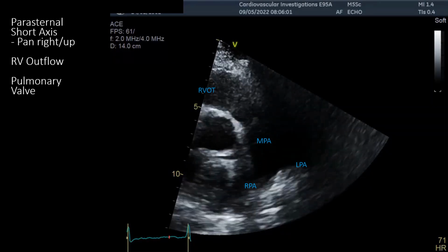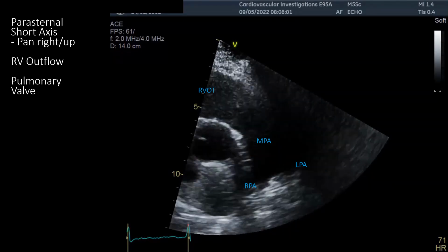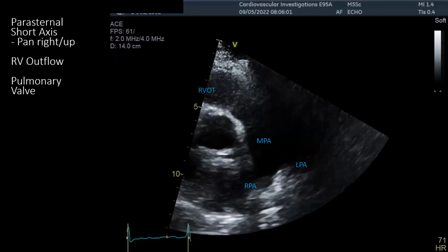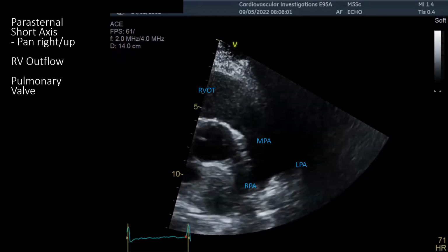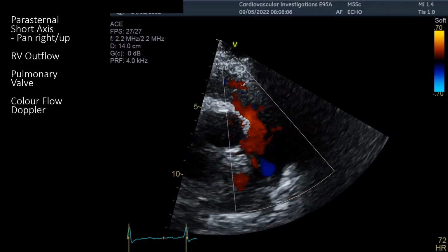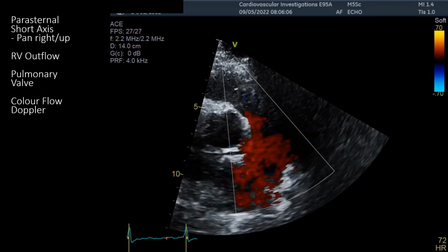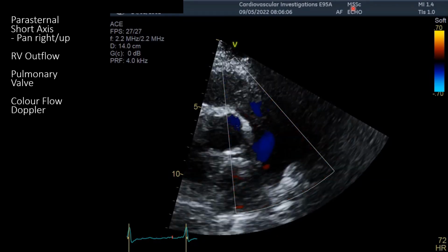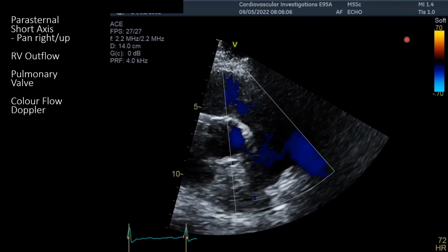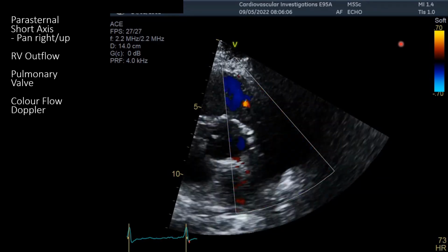With a slight rocking of the probe, we can move our focus to the main pulmonary artery, and in fact even see the right and left pulmonary artery bifurcation, as well as see the pulmonary valve again. And we can interrogate this with color flow Doppler, and again we see that trivial pulmonary regurgitant jet as a small flash of red flow which is occurring towards the probe marker. But predominantly we're seeing during systole blue laminar flow down the pulmonary artery.